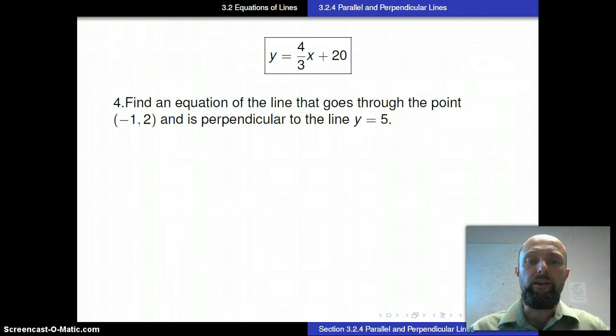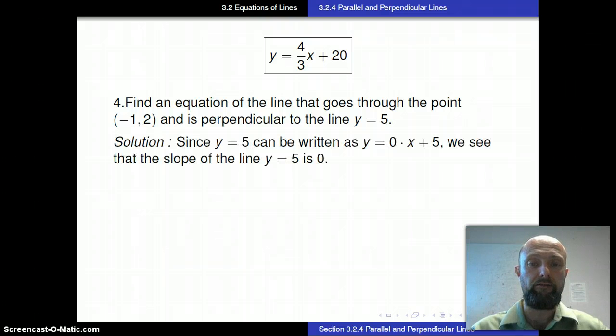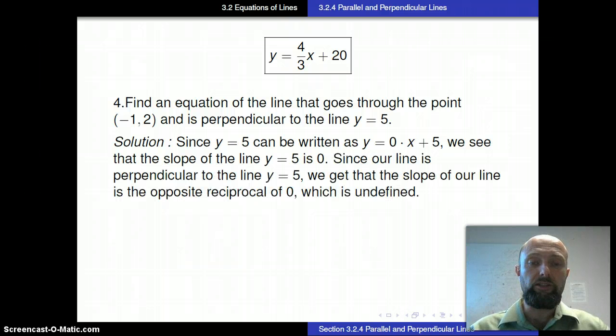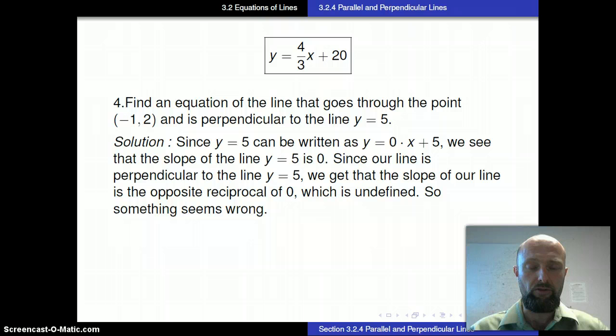Question 4. Find an equation of the line that goes through the point -1, 2 and is perpendicular to the line y is equal to 5. Since y is equal to 5 can be written as y is 0 times x plus 5, we see that the slope of the line y is equal to 5 is 0, the coefficient of x. Since our line is perpendicular to the line y is equal to 5, we get that the slope of our line is the opposite reciprocal of 0, which is undefined. So there seems something is wrong.